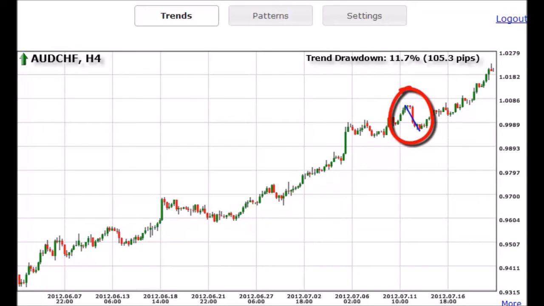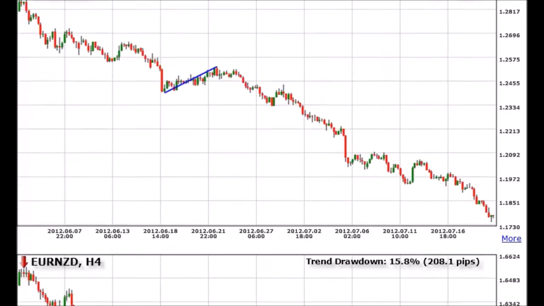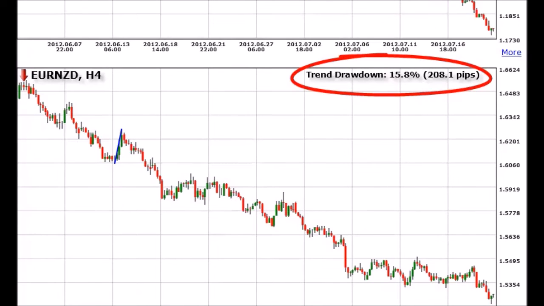This is how the best trend is determined. No indicators, but pure price action. You can read more about this method in the ebook you'll get right after you subscribe. In the next charts, the drawdown is a little higher.